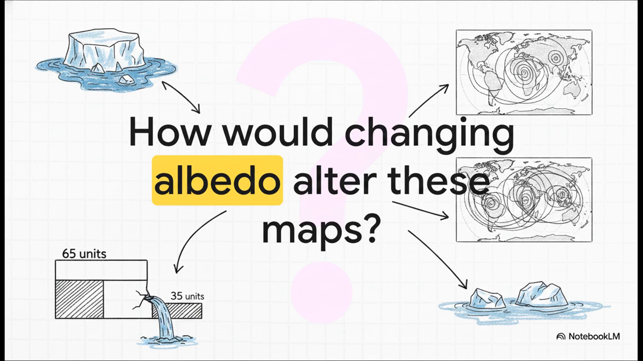As you prep for your exam, I want to leave you with this one thought to ponder. If our entire global climate relies on that really delicate 65 to 35 unit balance of the heat budget, what happens to our world if melting ice caps drastically change our 35 units of albedo? How would that permanently rewrite every single isotherm map we just looked at? Keep that interconnectedness in the back of your mind, and you will absolutely crush this material on test day.